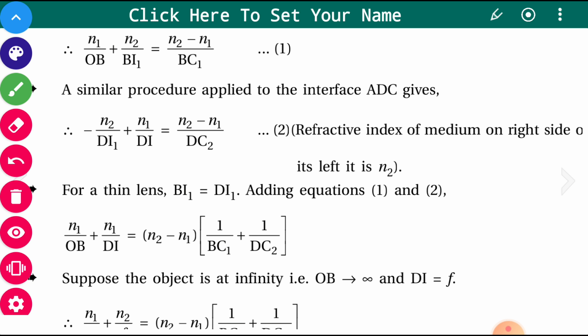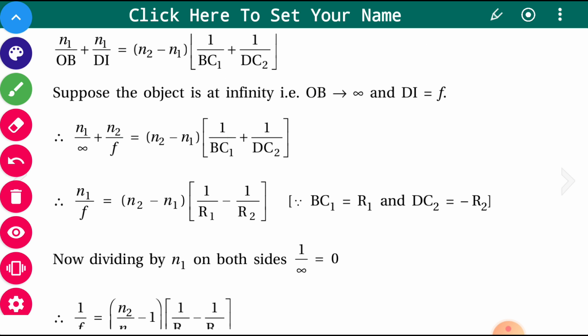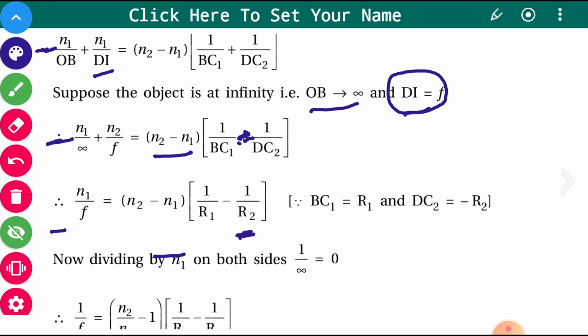Okay. Now when the object is at infinity, then this OB will become infinity. This is negative. Again I am reminding you, OB is the infinity, then the image will be formed on the focus. So instead of di we write f. So minus n1 upon infinity plus n2 upon f is equal to n2 minus n1, here it will be minus again, 1 upon bc1 minus 1 upon dc2.